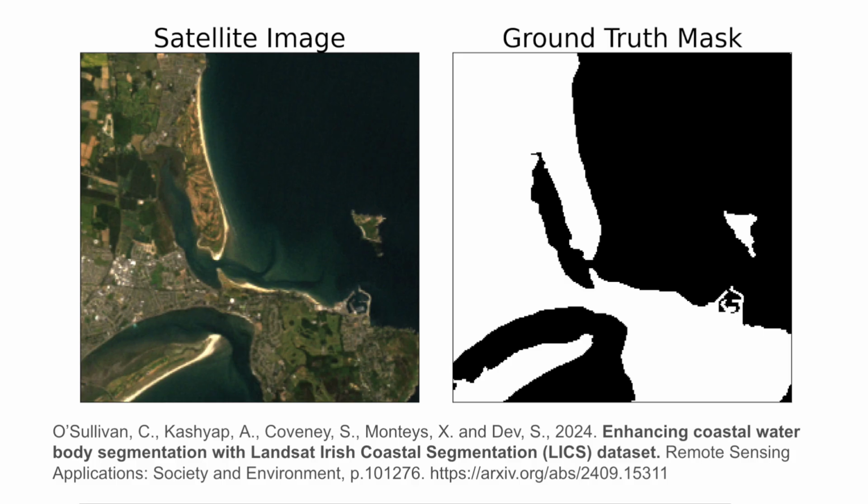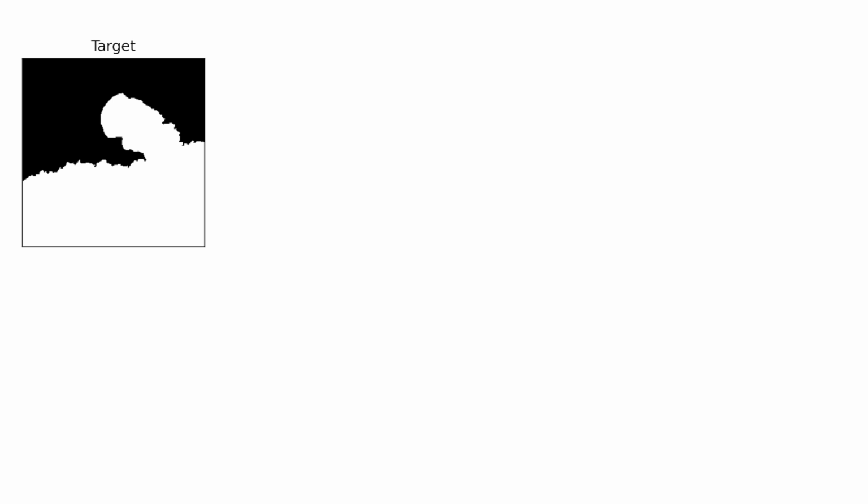We're going to be working with the Landsat Irish Coastal Segmentation Dataset, or LICS for short. Specifically, we'll focus on the test set, which includes 100 images of the Irish coastline. For each image, we have a target, which is a binary segmentation map that classifies every pixel in the image as either land or ocean.